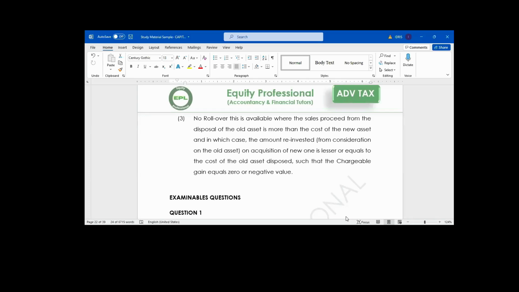I have an old land and building. I bought it for 5 million and sold it for 30 million. The new land and building I bought was now 8 million. What type of rollover is that?